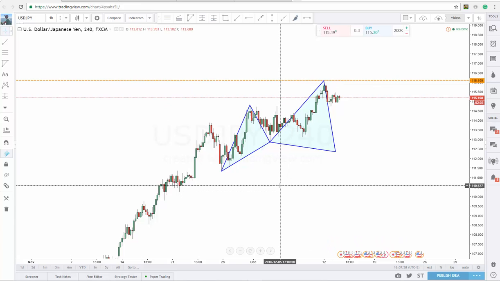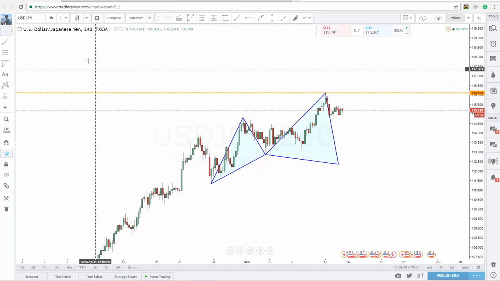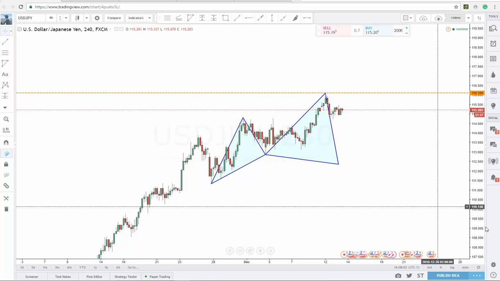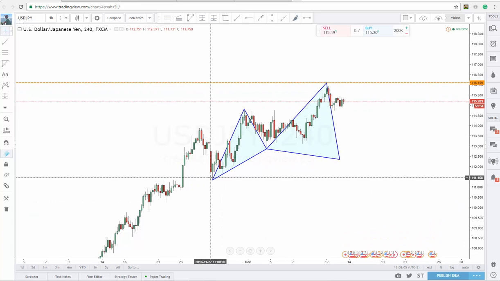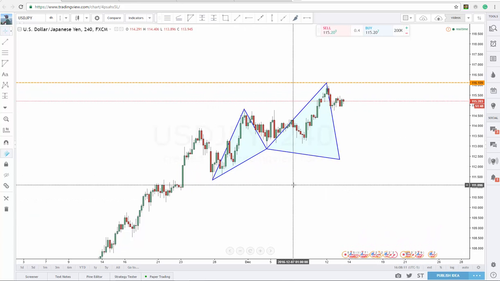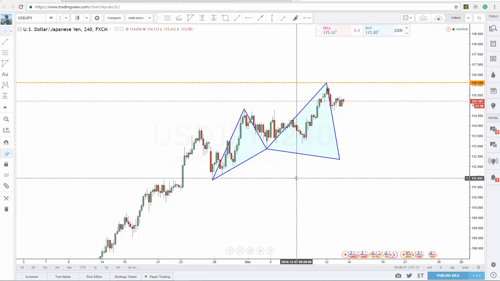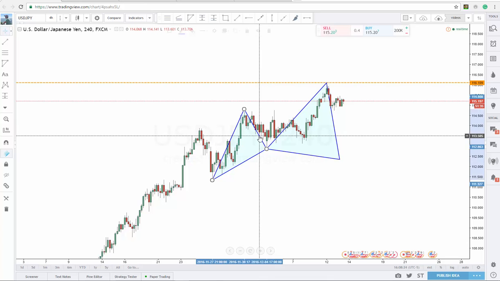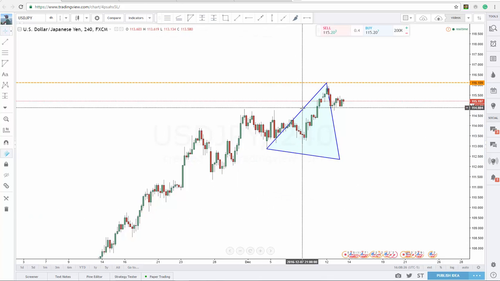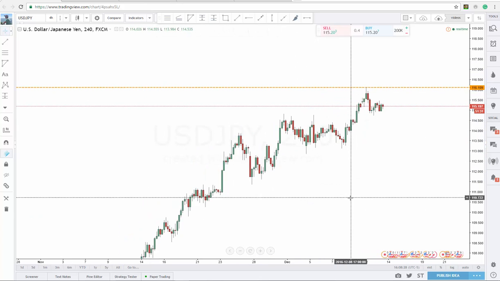Alright guys, welcome back. So as you can see, we're going to start off here on the dollar-yen 4-hour chart. And as you can see, we're awaiting the completion of this advanced pattern. Now if you're not familiar with advanced patterns, this specific pattern is called the Cypher Pattern. And I do have a tutorial for this pattern that I'll list in a link in the bottom left hand side of your screen now. But I'm also going to go over the ratios for this specific pattern here as well.